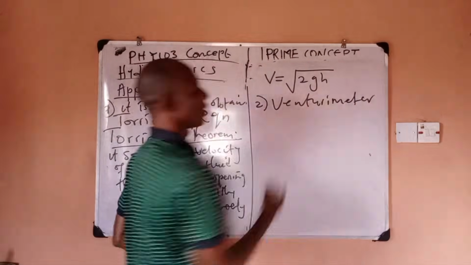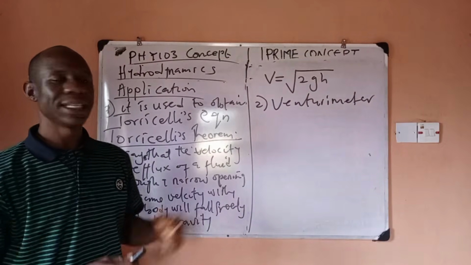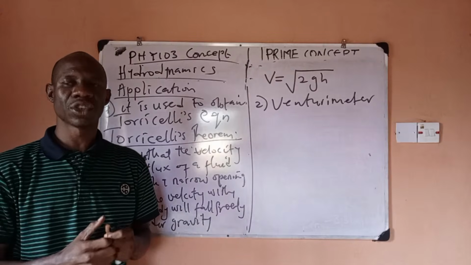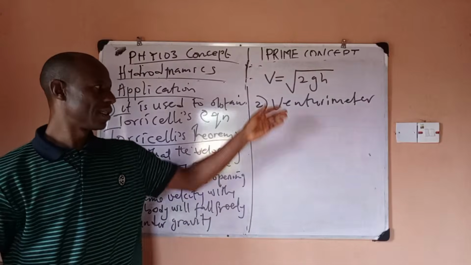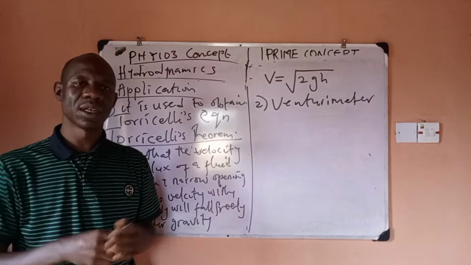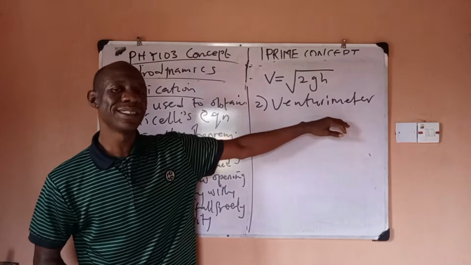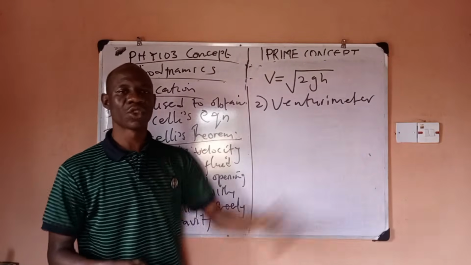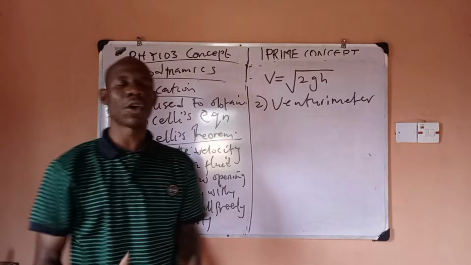Venturimeter. What is a venturimeter? A venturimeter is an instrument that is used to measure fluid flow at different points. It's an instrument that is used to measure what? Fluid flow at different points. This instrument is a very important instrument. It's an instrument that is used by engineers in oil companies.